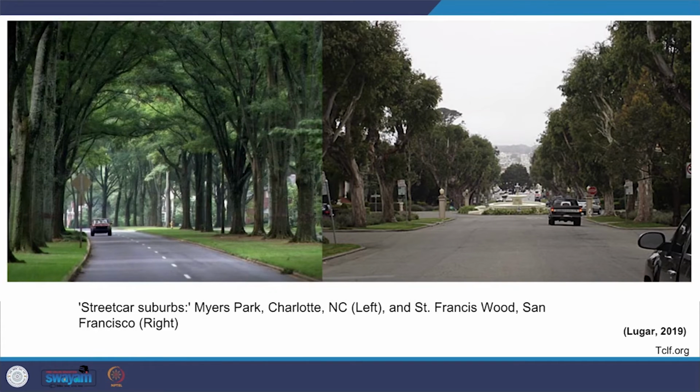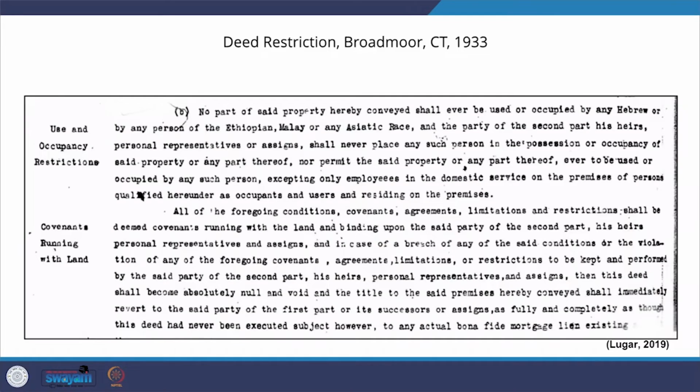You are looking at the example of streetcar suburbs in Charlotte and St. Francis Wood in San Francisco. These suburbs were also exclusionary. As you can see in the given deed, some people were allowed and some were not allowed.